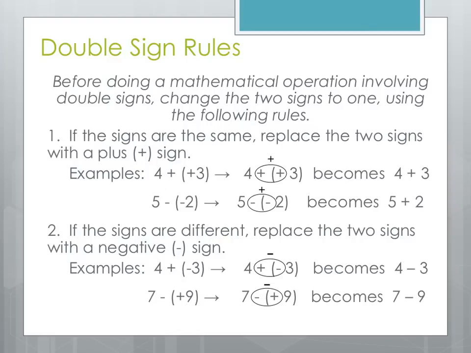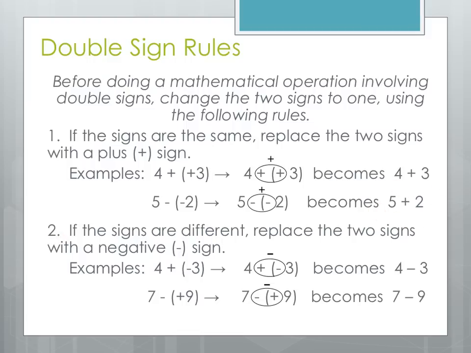So in this first example, 4 plus a positive 3. I think it helps if you circle those double signs so we recognize them and write the new sign on top. Since these signs are the same, it's going to be a positive, so 4 plus positive 3 becomes simply 4 plus 3. Again here, remember when we talked about the opposite of an opposite in a previous video, we've got two double signs. We've got a negative and a negative. We'll circle those, and since they're the same, it's going to be a positive. Okay, so 5 minus negative 2 becomes 5 plus 2.